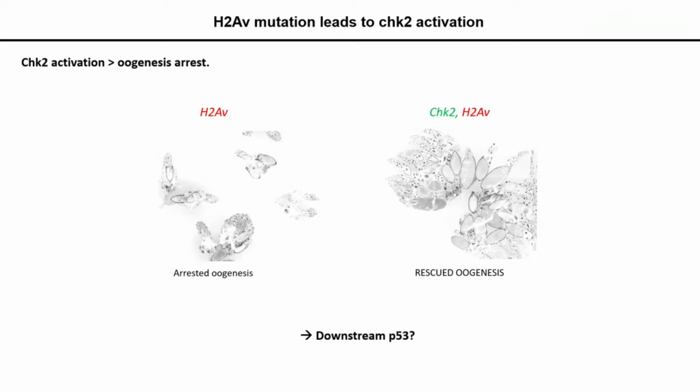So to study this, we focused on checkpoint protein activation, since it has been shown that the activation of CHEK2 leads to oogenesis arrest. So remember, I've told you that H2AV mutants have an arrested oogenesis. Now, if you do double mutants of CHEK2 together with H2AV, we have a beautiful rescue of the oogenesis, where we begin to have egg chambers and even eggs. And we wondered what could happen with the downstream factor P53.